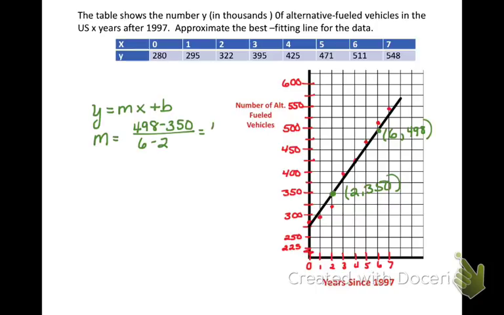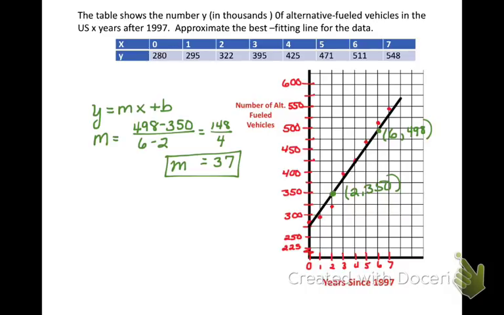So I get 148 over 4, which reduces to exactly 37. And let me tell you that that's a little bit unusual. I'm getting lucky here that this works out to a nice whole value. Often you're going to get an odd decimal when you're dealing with real life problems, and that's completely normal. So I get a slope of 37. I'm just going to go with that.